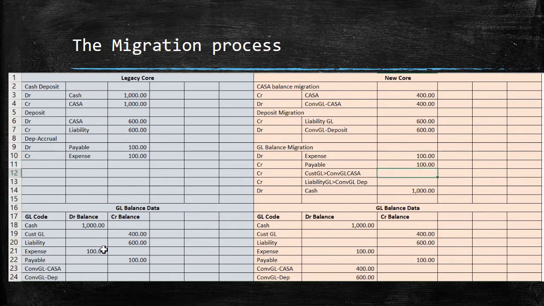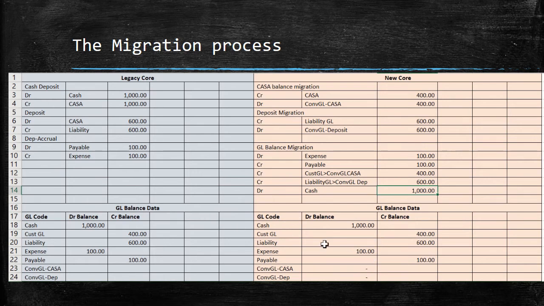Now the trick here is that when it comes to your customer GL, which has a balance of 400, when you move into your new core, you just flip it over to the conversion GL meant for CASA. So instead of the customer GL, you actually credit the conversion GL for CASA, which is 400. Your conversion GL gets knocked off. Similarly, when the liability GL is to be migrated, you flip it over to the conversion GL meant for deposit, which is 600. And if you look at it, the conversion GL deposit also gets nullified. So at this stage, your balance sheet actually matches the legacy code.